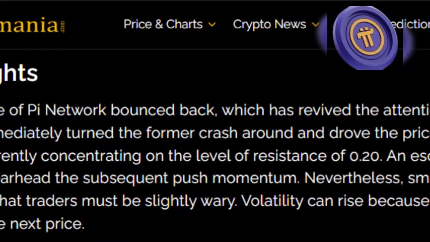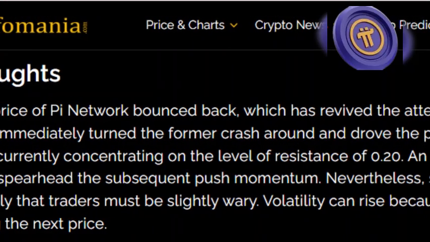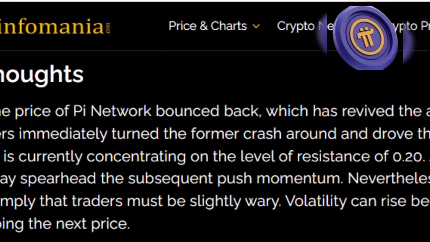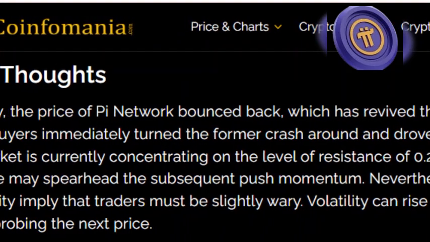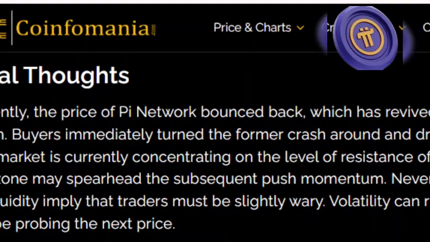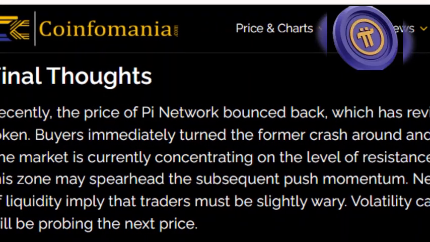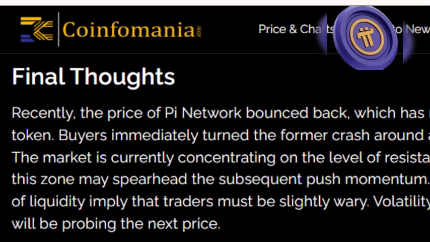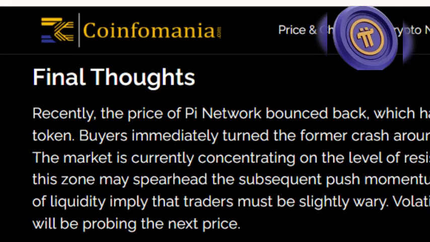Low liquidity creates high volatility potential. This is important to understand because it determines the risk profile of trading Pi at this level. In high liquidity markets like Bitcoin or Ethereum, price moves are smooth. Large buys don't spike price dramatically. Large sells don't crash it dramatically. The market absorbs the trades without extreme moves.